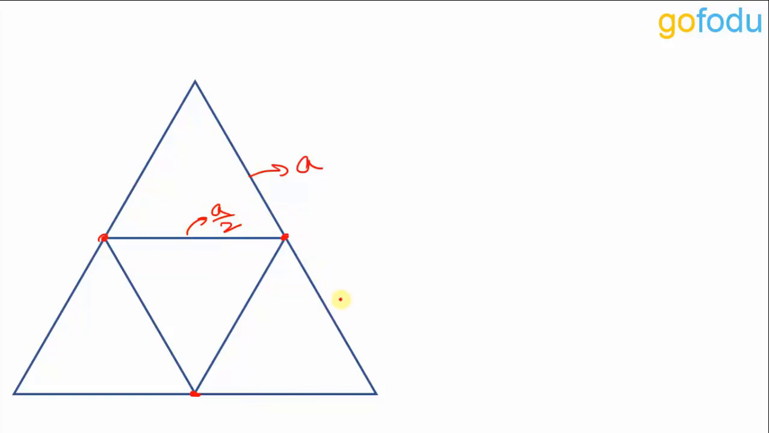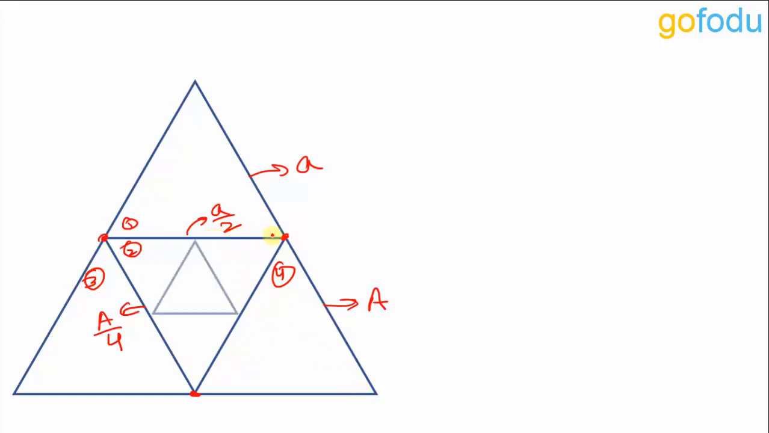And talking about area, if this area is A, then area of this inner triangle will be A upon 4. Why? This overall triangle is getting divided into 4 equal triangles. 1, 2, 3 and 4. We have 4 equal triangles. So area of one triangle will be area of total figure upon 4. A upon 4 will be the area of this inner triangle.